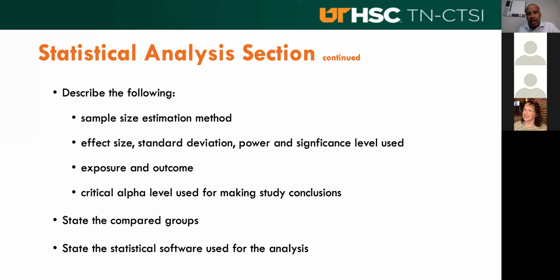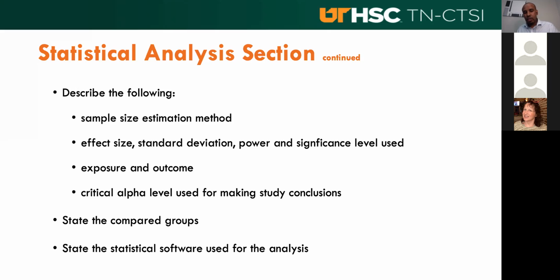And state the critical alpha level that's used for making study conclusions. Usually the alpha level that is used is 0.05. But if you want to be very strict, you might use 0.01. In genetics studies, it can be very small, like 10 raised to -6 or something. State the compared groups clearly. State the reference group and the comparison group.